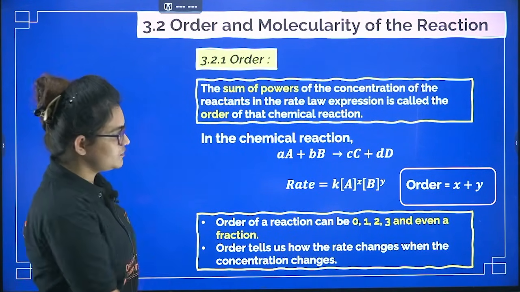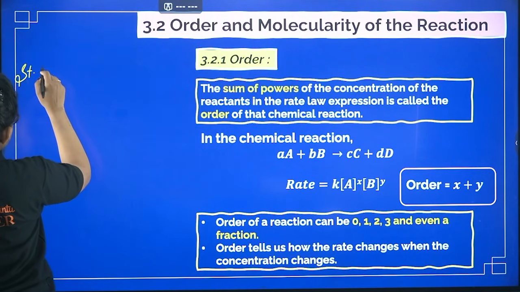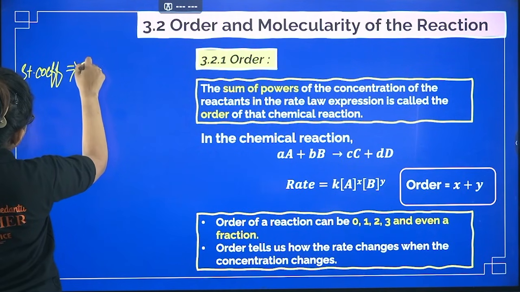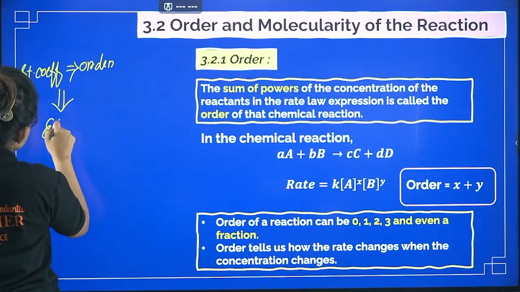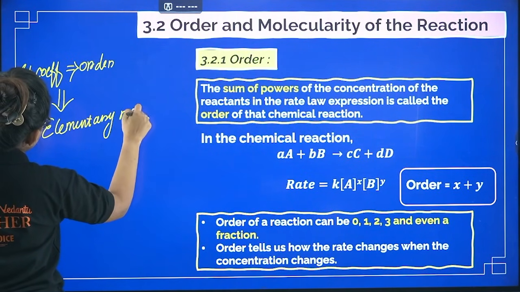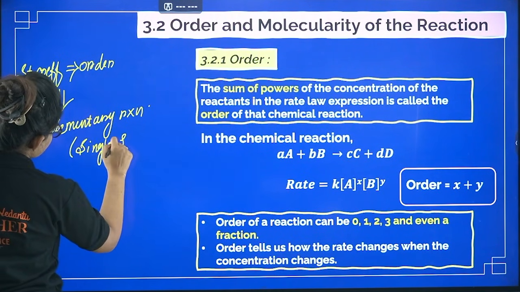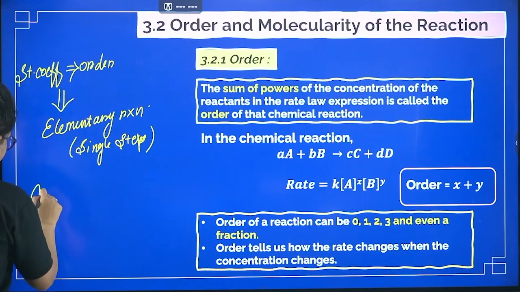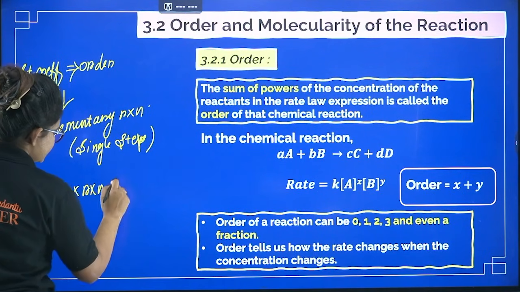That thing I wanted to remind you again. The stoichiometric coefficient will be the order in case of elementary reaction only. Elementary reaction means single step reaction. But in case you have a complex reaction, complex reaction means multi-step.